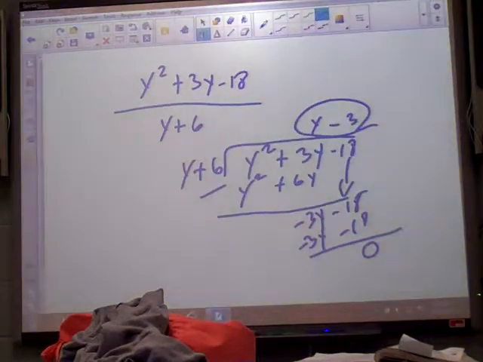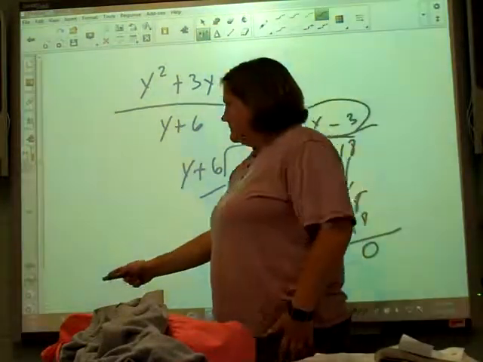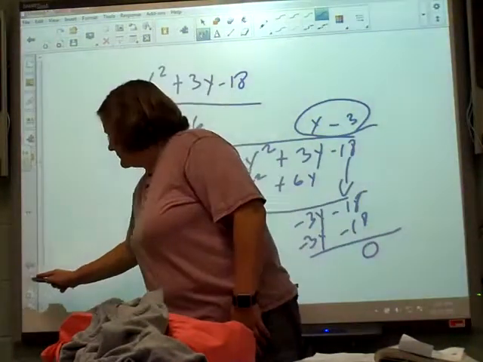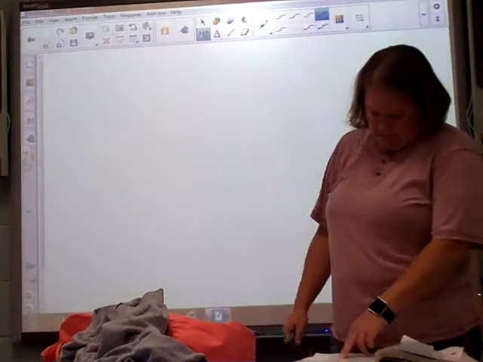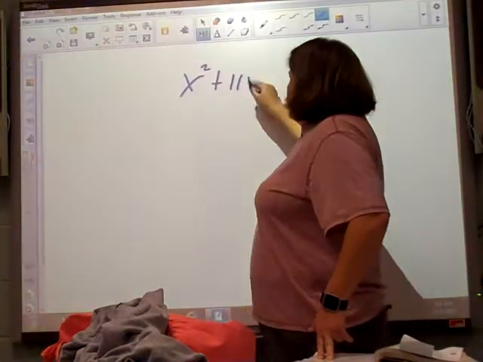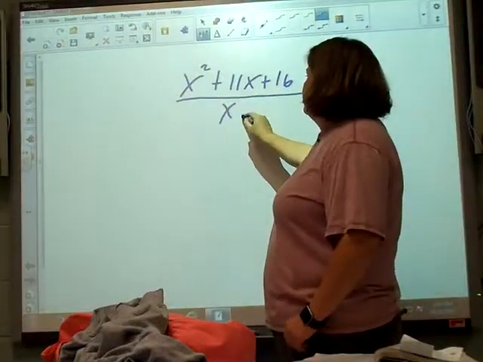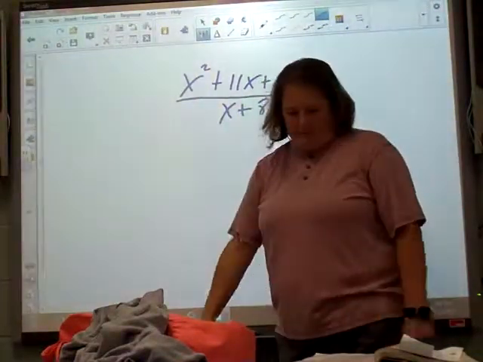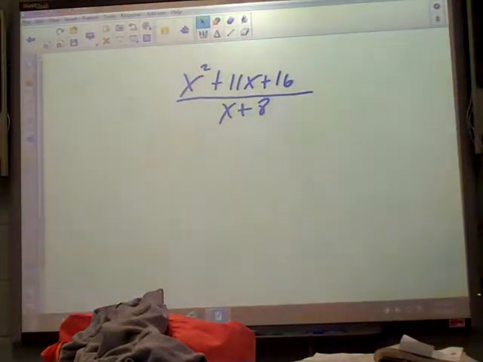How'd you synthetic people do? Did you get y minus 3? Good, good. One more. Done? Alright, stepping it up a notch here. X squared plus 11x plus 16 divided by x plus 8. Okay, try that one. This one does have a remainder, so don't think you screwed up if you get a remainder.